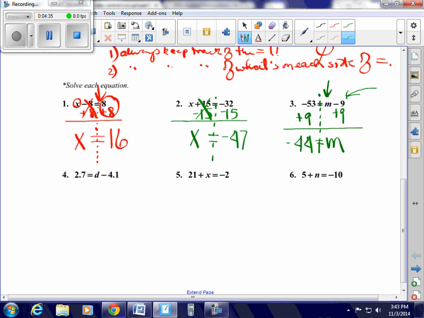What are you going to do in number 4? We want to cancel out the minus 4.1. Have you figured it out yet? Well, to cancel out minus 4.1, you need to do plus 4.1. Whatever you do to one side, go to the other side of the equal sign and do the same thing. D is equal to what? 6.8.